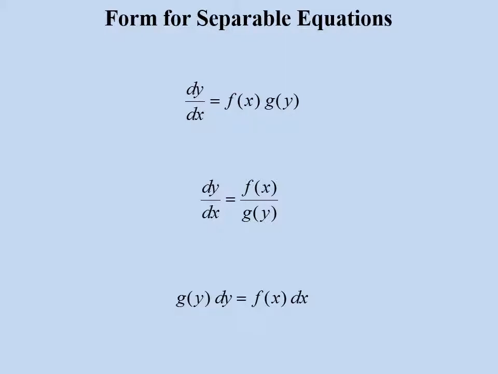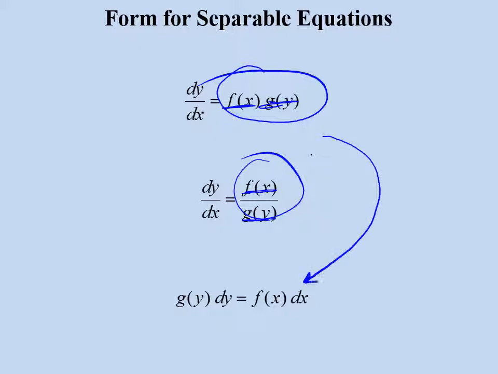Now we know any differential equation is separable if we can write it as either the product of a function of x and a function of y, or as a quotient of a function of x and a function of y. Either way, we can then rewrite this in what we call separable form, where we have a function of y times the differential dy equals a function of x times the differential of x.